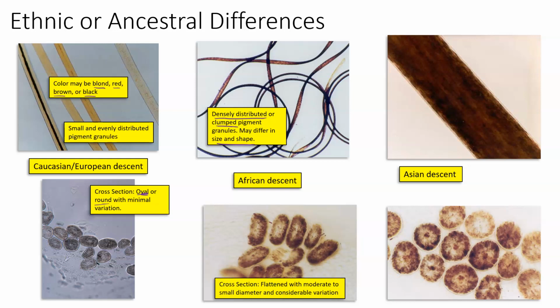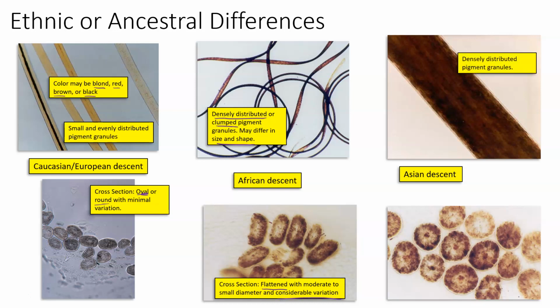When you compare the cross-section of this group of people to the Caucasian and European descent, you'll notice that they are very flattened, and they have small diameter, they're very thin, and they have a lot of variation, but they are more oblong, they are thinner, and because of this, the hair is typically a lot curlier and tighter in the curls than the curls associated with the Caucasian or European descent.